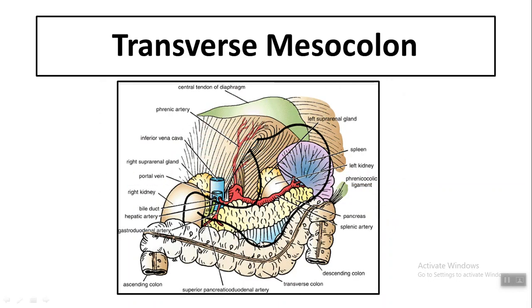What is evident here? This is the transverse colon attached by its transverse mesocolon to the pancreas, to the posterior abdominal wall. And this transverse mesocolon will give freedom to the transverse colon for movement, not like that of the ascending colon and descending colon that are adherent to the posterior abdominal wall. The transverse colon has some degree of movement, not like that of the ascending and descending colon.